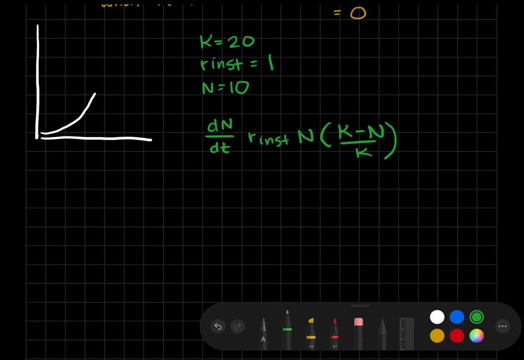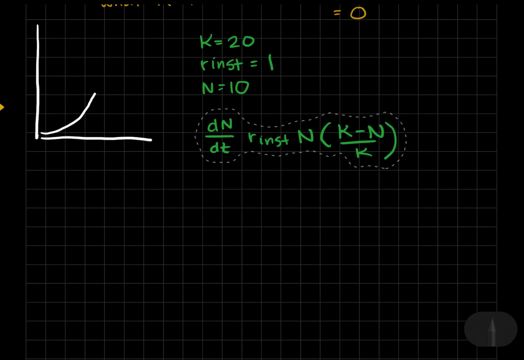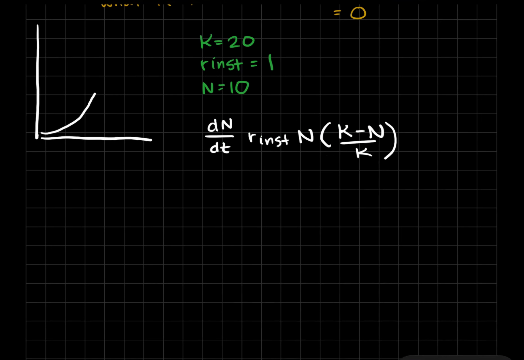So let's plug in our numbers here. Actually, I'm going to change the color of this since this is our generic equation, not our special one. There we go. All right, so let's put our numbers in here. Oh, I forgot an equal sign. So here we've got our r inst, which is 1, times 10. And now we're not at carrying capacity because carrying capacity is 20. So we have 20 minus 10 over 20. That's 10 over 20, or 1/2. So we're going to have equals 10 times 1/2, which equals 5.